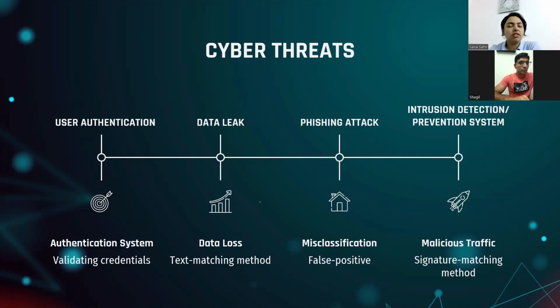The last is intrusion. Intrusion detection and prevention is separate from user authentication. User authentication is when illegal users are using valid credentials. However, intrusion is when they are just into the system, into the network, and they're trying to access the data and steal the data. So that is categorized as malicious traffic. The earlier methods that used to deal with this are the signature matching method. Malicious traffic is matched against a database of malicious traffic and identified as true or false.